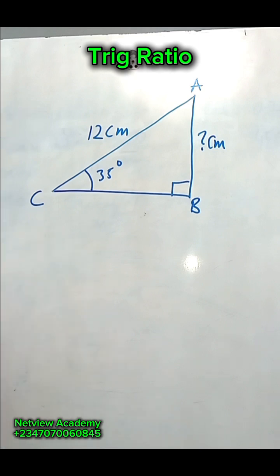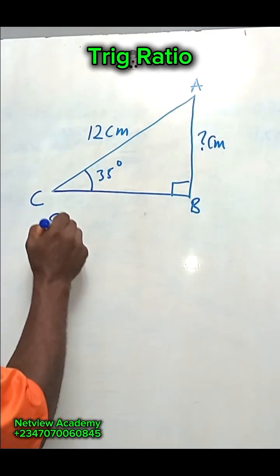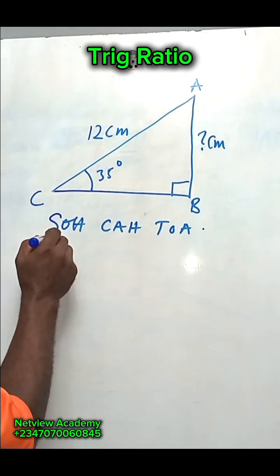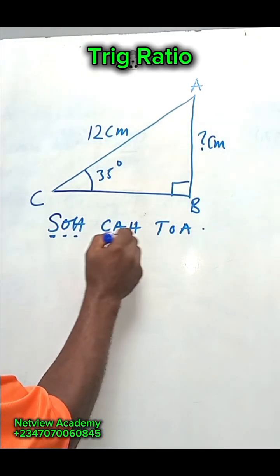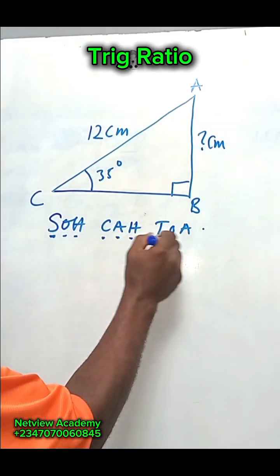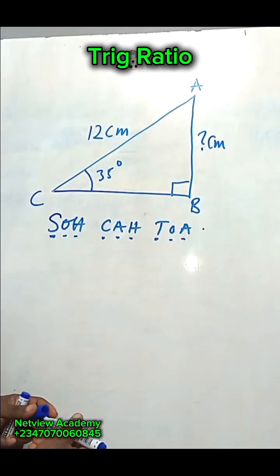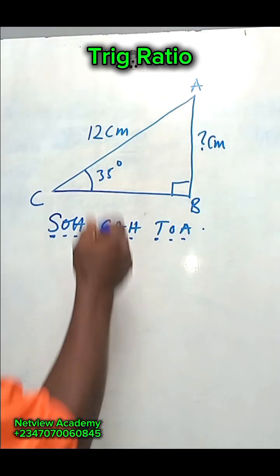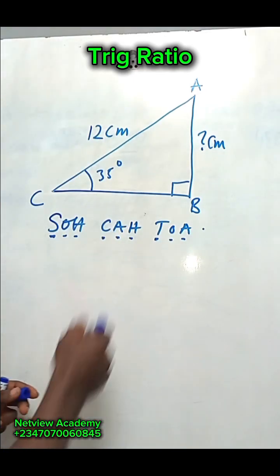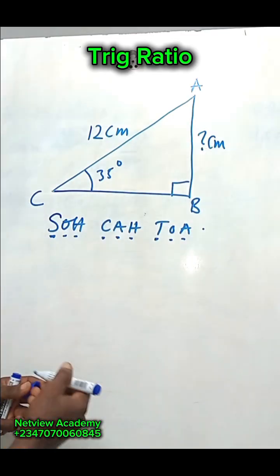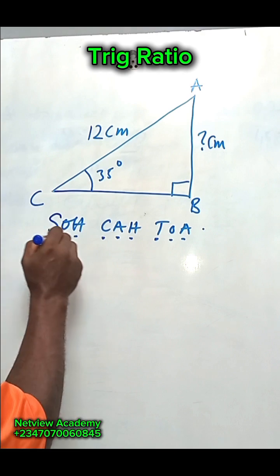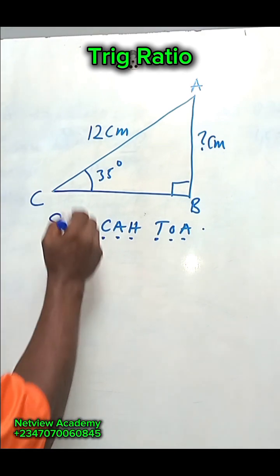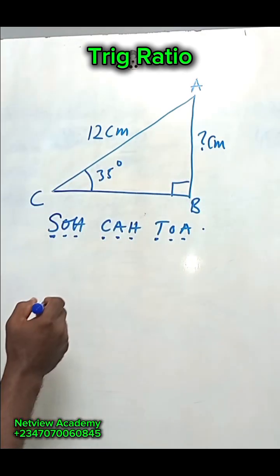To solve this problem, let's recall the mnemonic SOH CAH TOA. Sine is opposite over hypotenuse, cosine is adjacent over hypotenuse, and tan is opposite over adjacent. In the diagram, the hypotenuse is provided. We have to look for the side opposite the acute angle. Therefore, we are going to use the trigonometric ratio sine: opposite over hypotenuse.